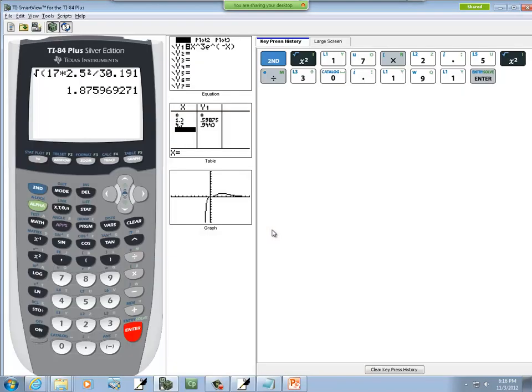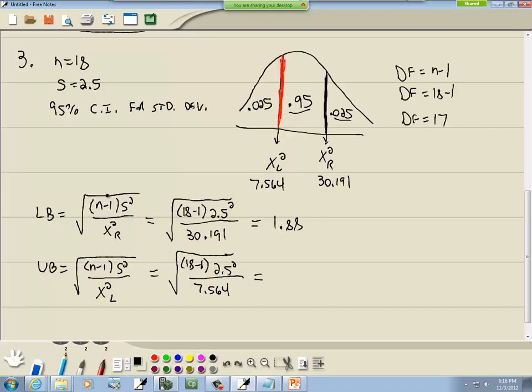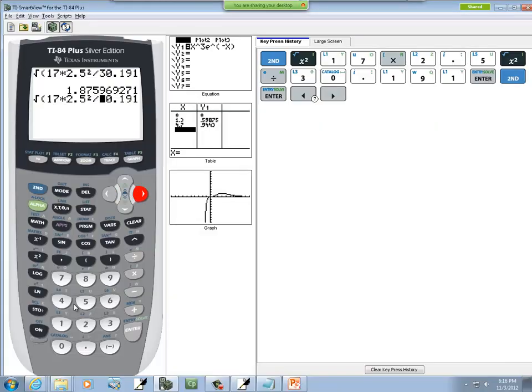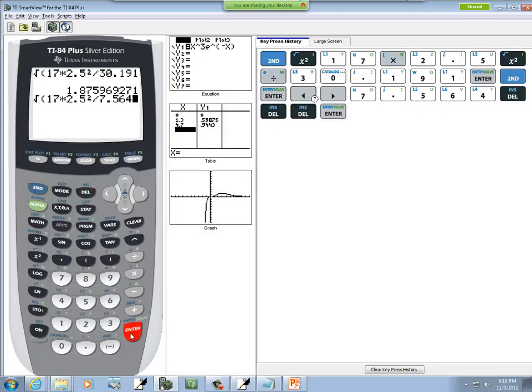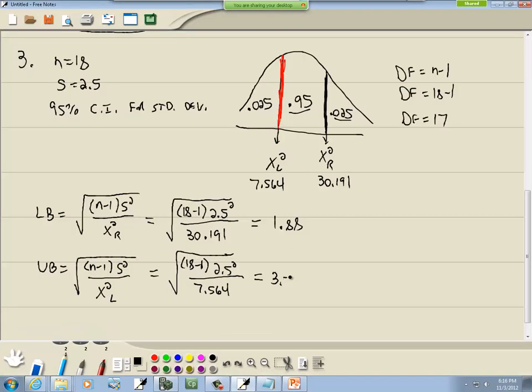Then the other one. I'll do second enter to bring up the previous entry, do my left arrow key, and 7.564. Then press enter, and I get 3.75. So then our confidence interval is 1.88 and 3.75.